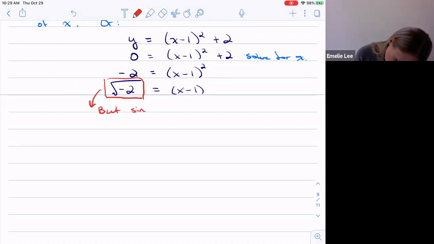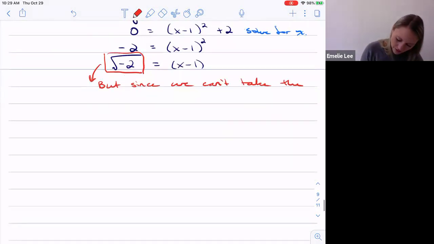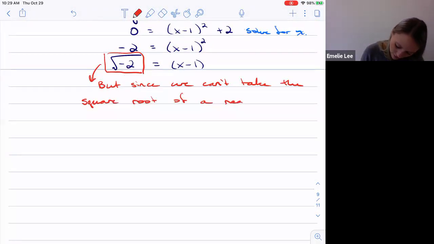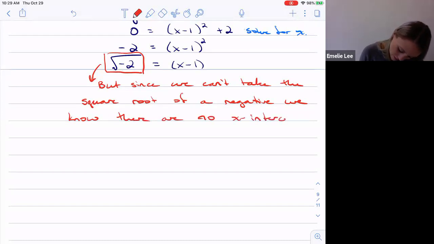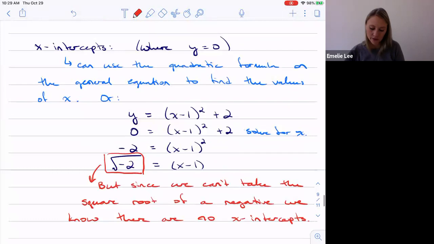But since we can't take the square root of a negative number, we know there are no x-intercepts. Okay. So that can happen, that's totally fine.